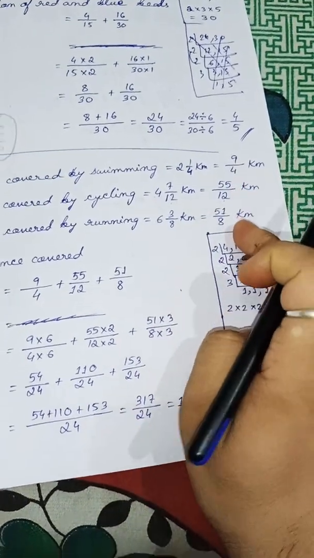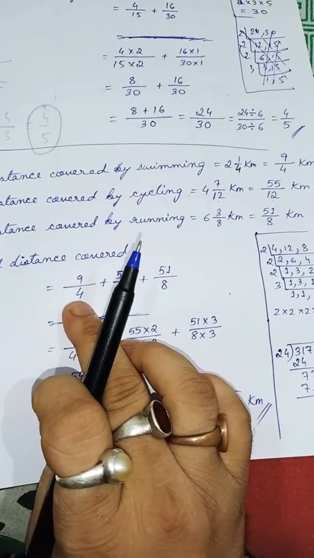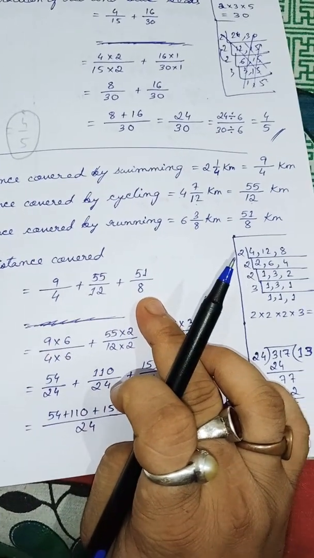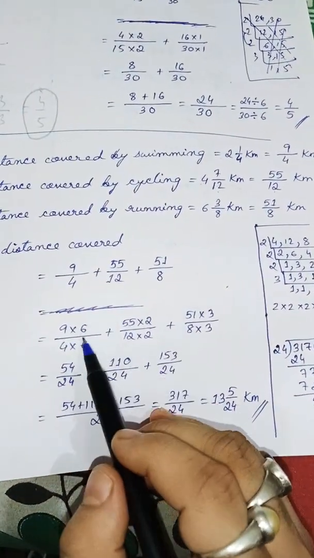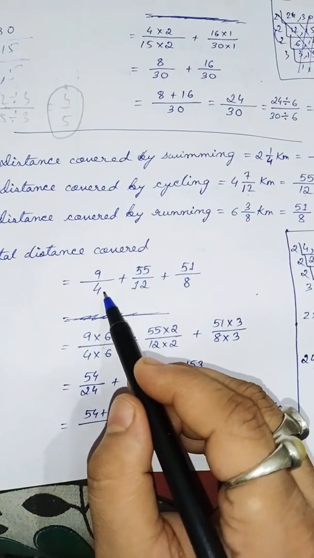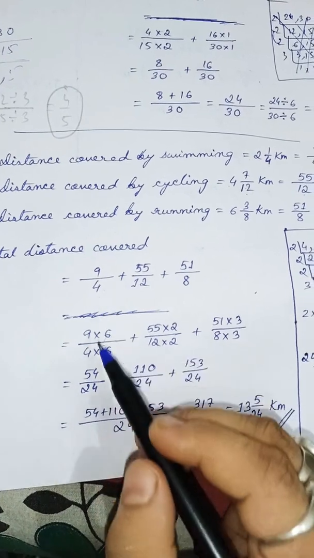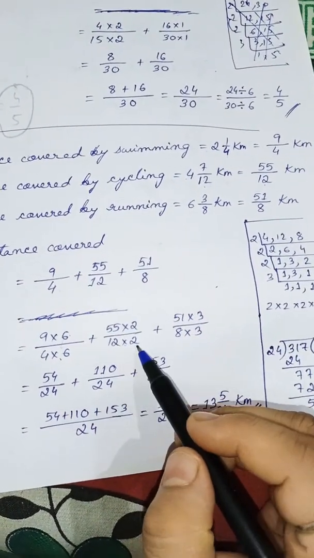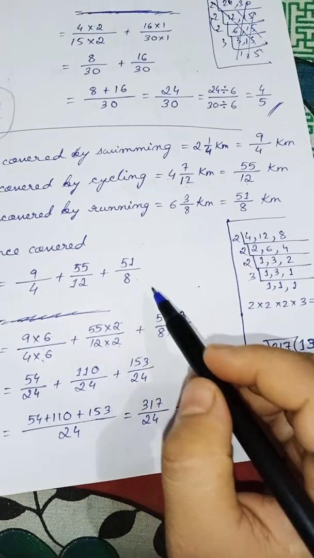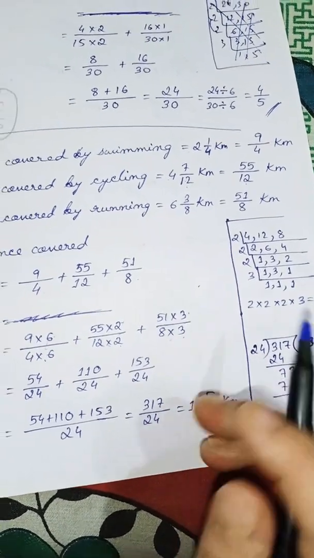Now I will add all these three. Again the same step, you have to find the LCM. After finding the LCM, I get the LCM as 24. So I have to convert all of them to 24. For the first one, to convert 4 to 24 I have to multiply by 6, so I multiply 6 here also. Then for 12 I'll multiply by 2, and I'll multiply 2 here also. And for 8 I'll multiply by 3, and I'll multiply 3 here also.